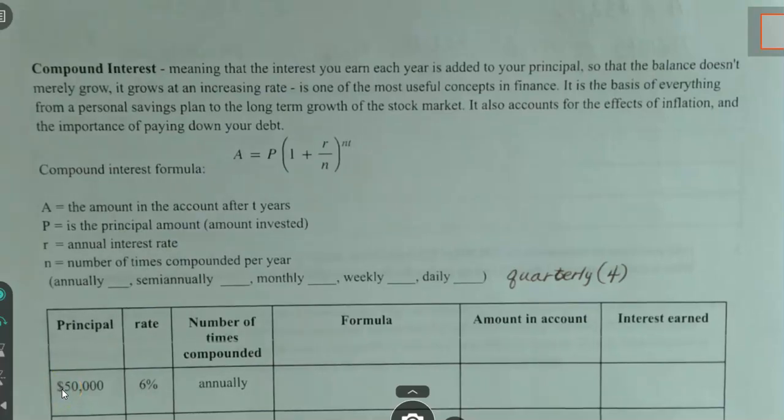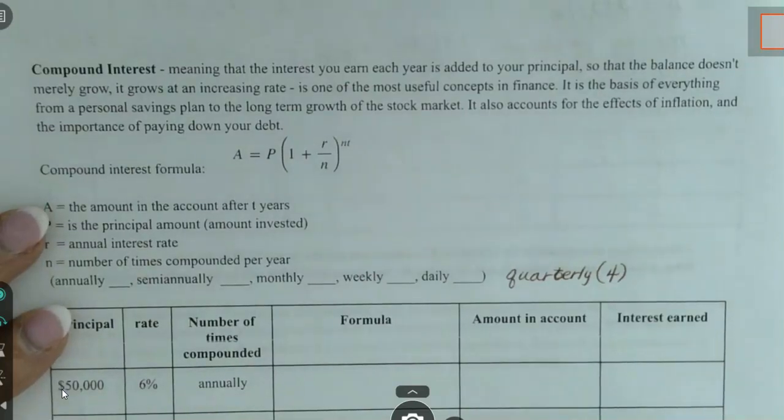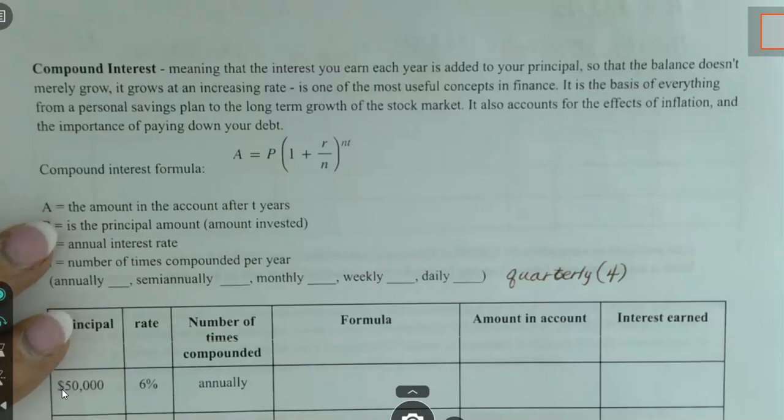Okay, so this video is going to be on compound interest. And again, the meaning of compound interest is that each year you earn, your interest is added back to your principal. So it doesn't mean that the balance just grows, but also you are earning interest on top of interest, which is what makes it exponential growth.